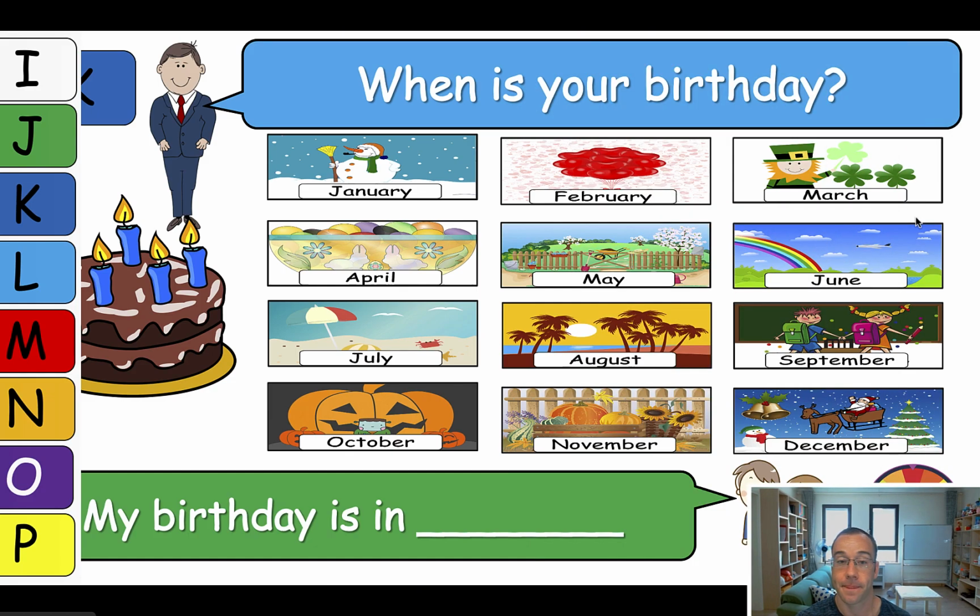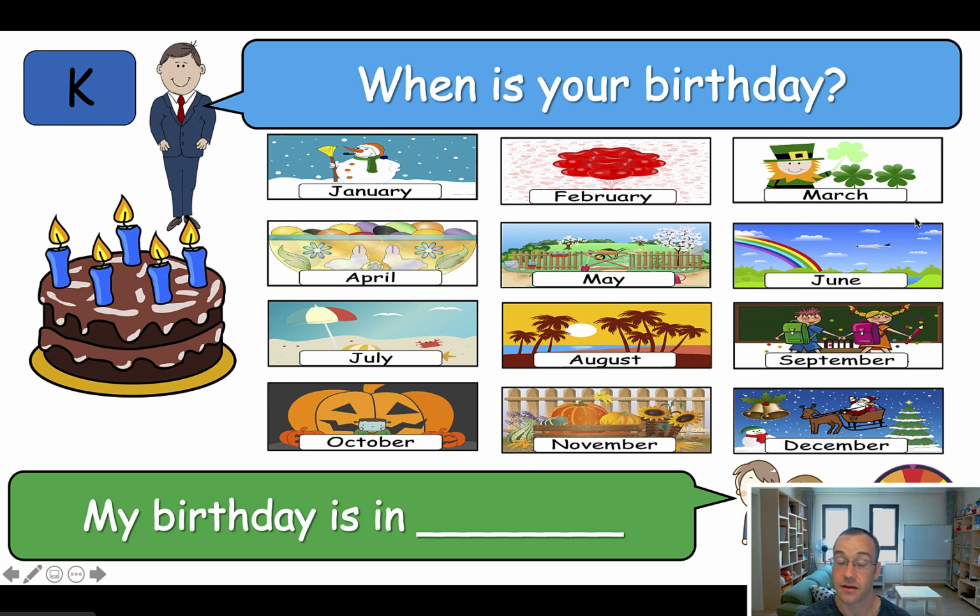K, when is your birthday? Now I teach this to grade 3. In grade 5 or 6, they might give you the correct answer, like, my birthday is in July, or my birthday is on July 3rd, or my birthday is on the 3rd of July.